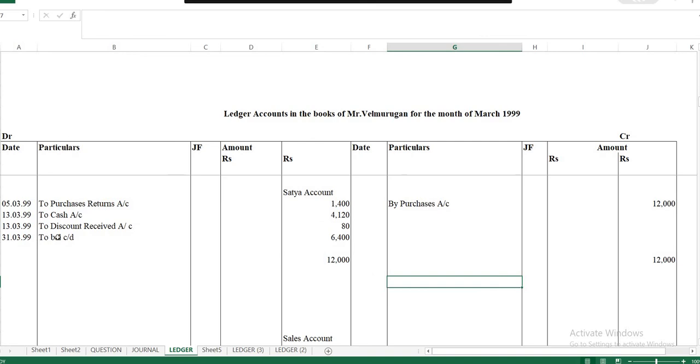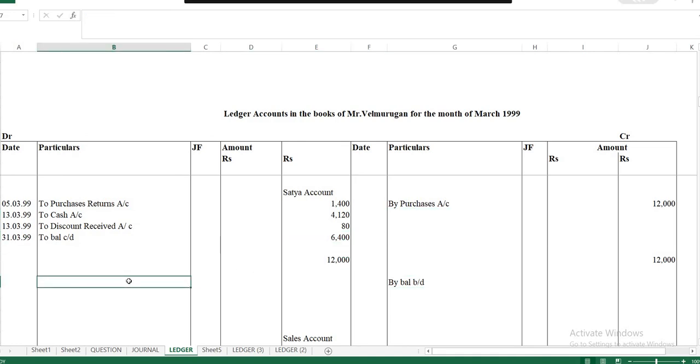So where to balance carried on comes, on this side it will be by balance brought down. Just mention it as by balance brought down. The amount will be 6,400. This amount only you have to take up. On one side to balance carried down, on the other side by balance brought down. On this side by balance carried down, on the other side to balance brought down.